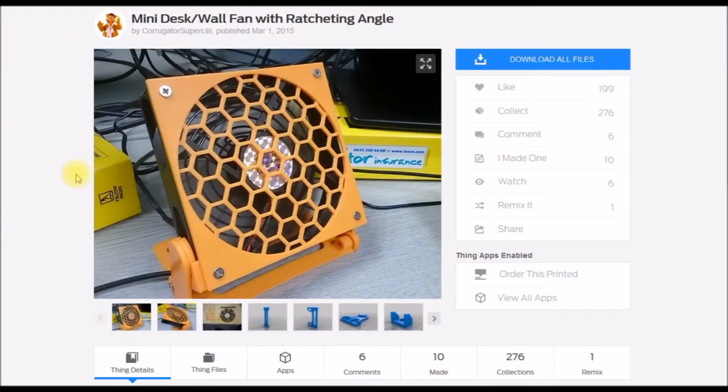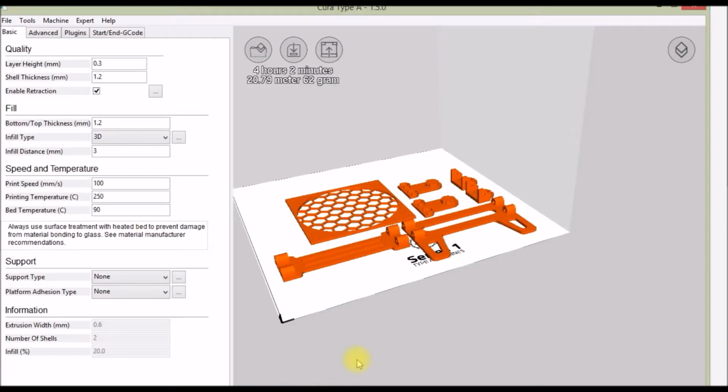Okay, so I jumped over to Thingiverse and searched for 120 millimeter PC case fan bracket, and this is what I found here. This was put up by Corrugator Super Chill in March 2015. I downloaded the files, and then I came over to Cura, and I was able to fit all the parts.